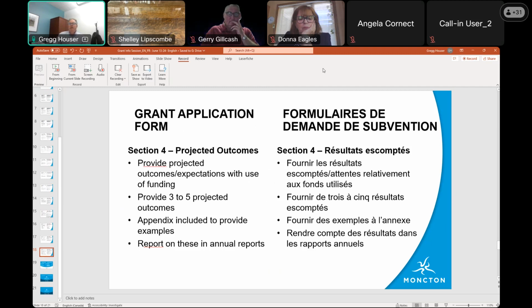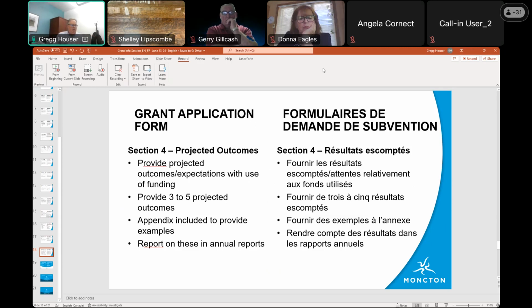There is an appendix that will be included to give you ideas of the things we're talking about. For some organizations, they'll come to mind very quickly. Others, please use the appendix. We've put some ideas down. Things like total number of clients obtaining safe and stable housing could be an example. Total education sessions and workshops being provided with this money. Total increase in visitors and participants compared to the previous year with the use of this money.